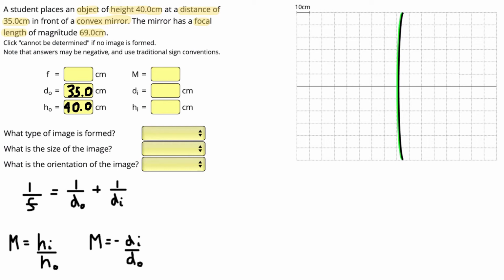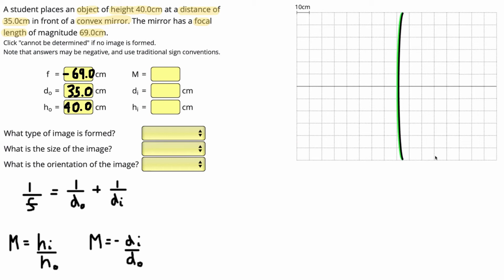Then we're told the focal length is 69 centimeters. Now, for a convex mirror, which is what we have here, focal length is defined as negative. So we're going to put that in here as negative 69 centimeters. Okay, awesome. So we've got all our known variables in our work table now.